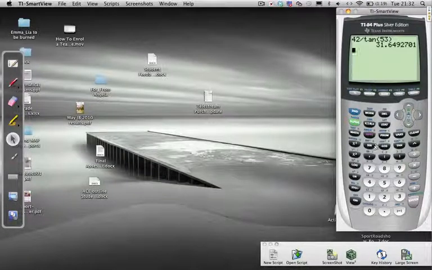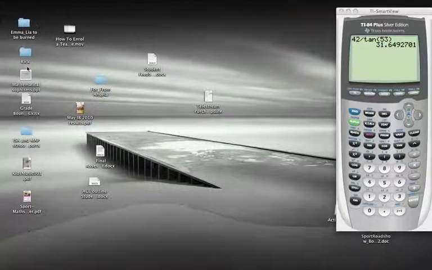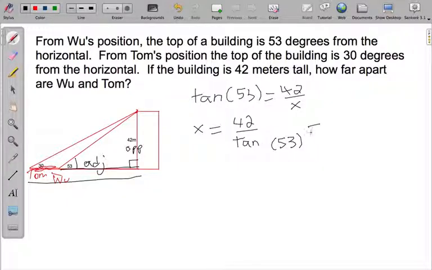And 31.6. Okay, so x is 31.6 meters. Good. That's the distance from Wu to the building. Now we follow a similar process to find the distance from Tom to the building.